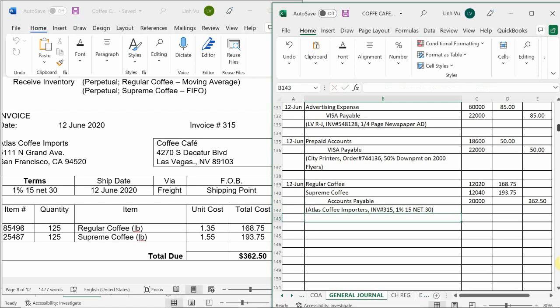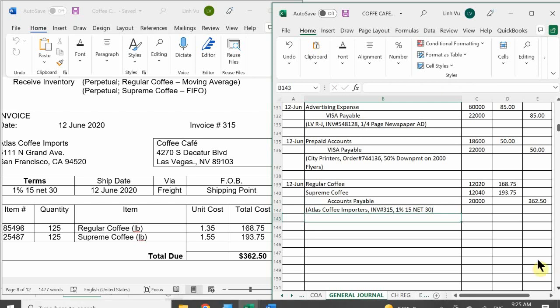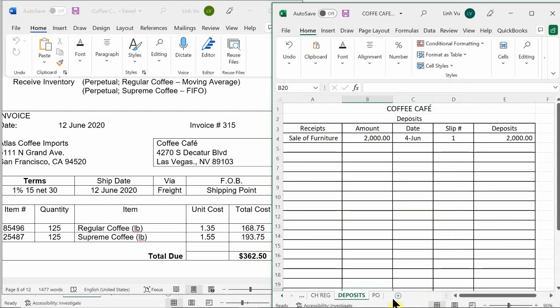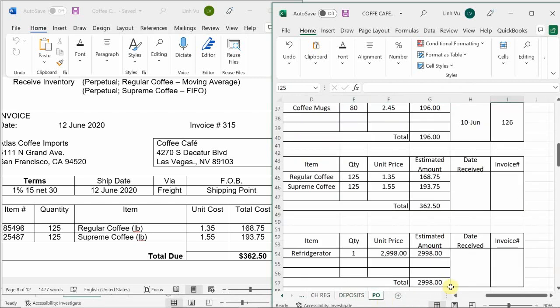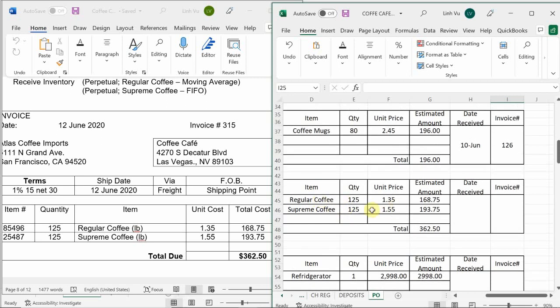Okay? So now that we actually received our inventory, we need to also go ahead and update our purchase orders, because now we could say, yes, we did receive our 125 pounds of regular coffee and supreme coffee for a grand total of $362.